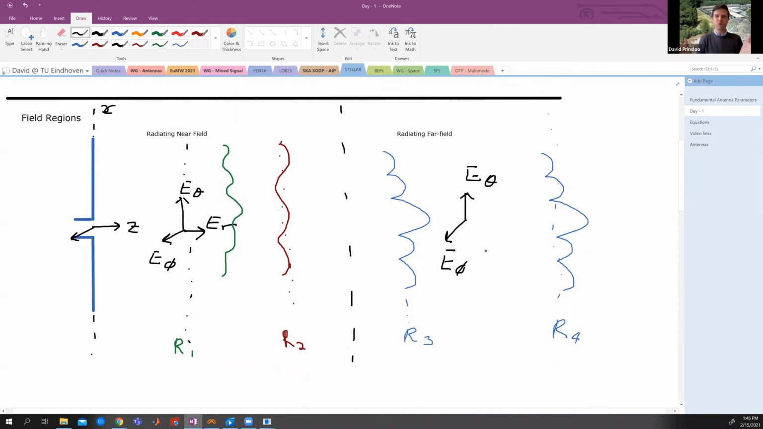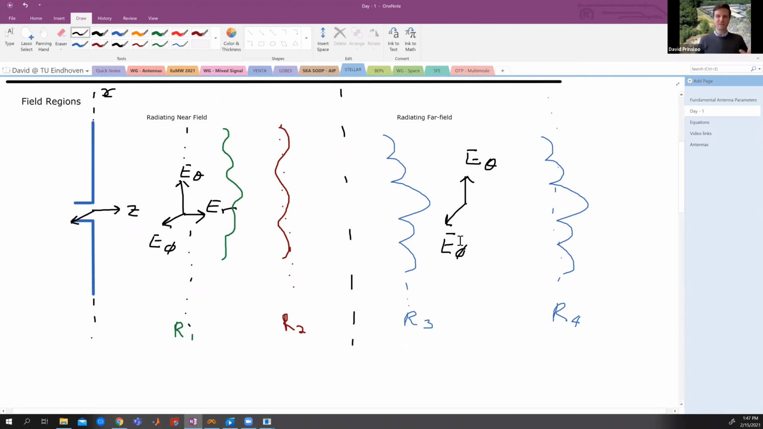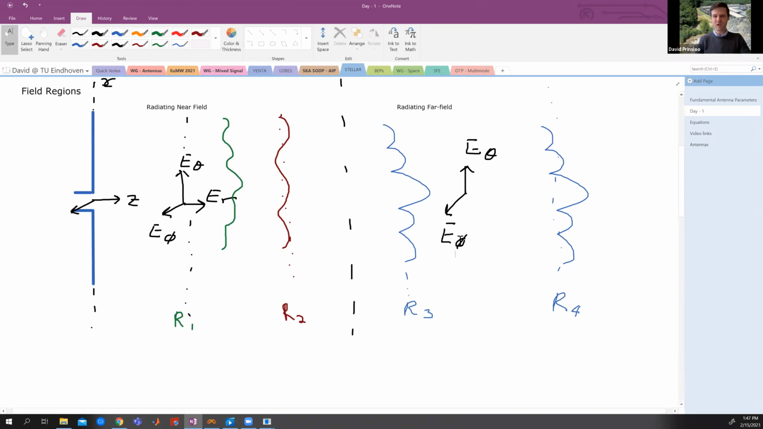So this is the most critical part to remember between near field and far field. If you remember that you only have two field components and no radial field component in the far field, then that is the main message here to take away.